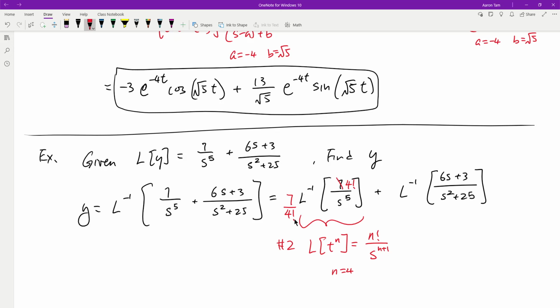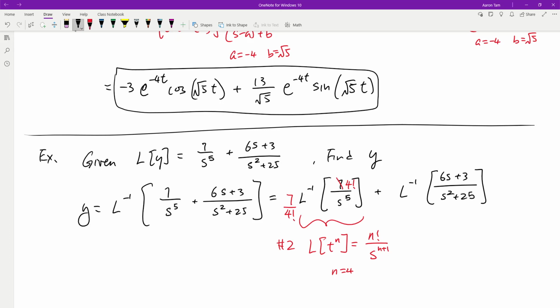Now comes the tougher part: what happened to 6s plus 3 over s squared plus 25? If I look at just the bottom, s squared plus 25 looks like s squared plus b squared, and then we have a 6s and a 3. So it seems I'm using rule number 5 and rule number 6, which is not surprising, because 5 and 6 both come from a conjugate pair of complex roots, just like 7 and 8 would, and just like 15 and 16, and 13 and 14. A lot of these come from conjugate pairs, so it shouldn't be surprising that you have to use 2 rules for this.